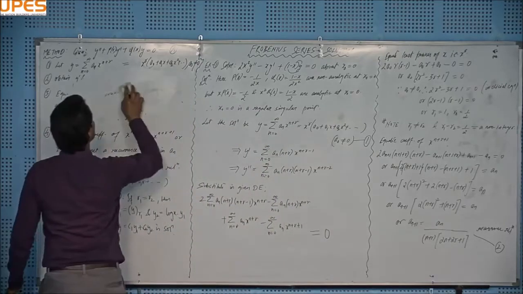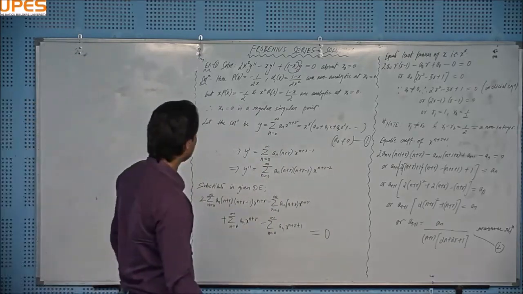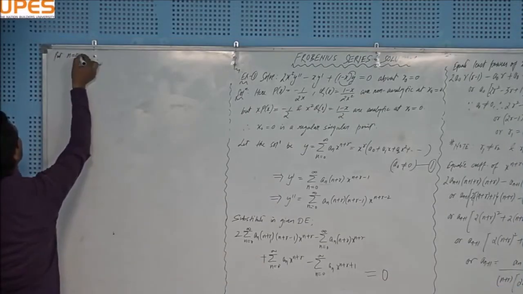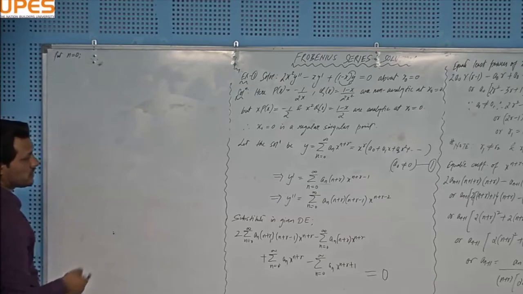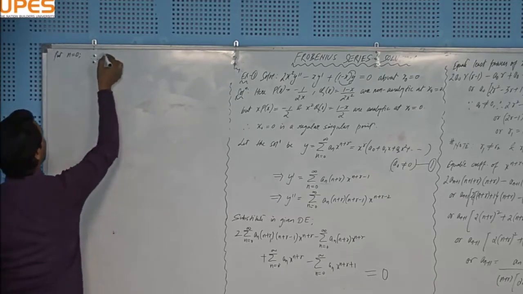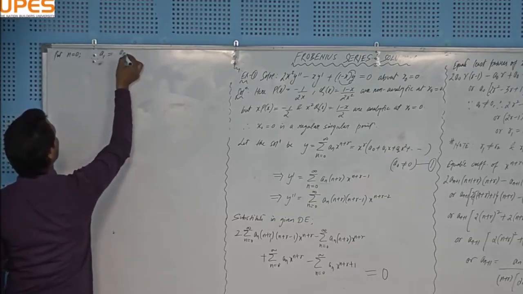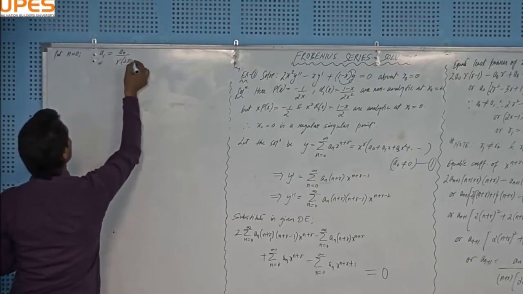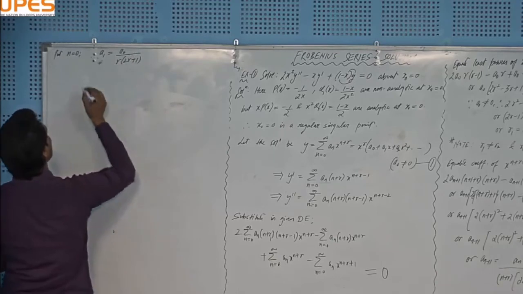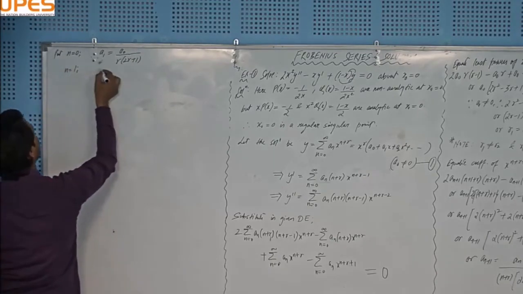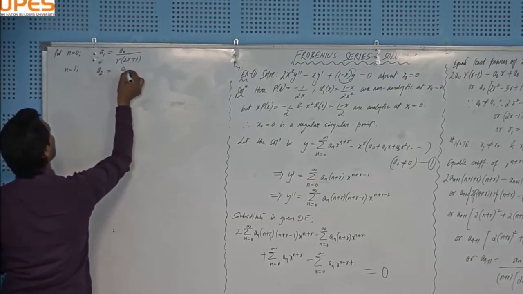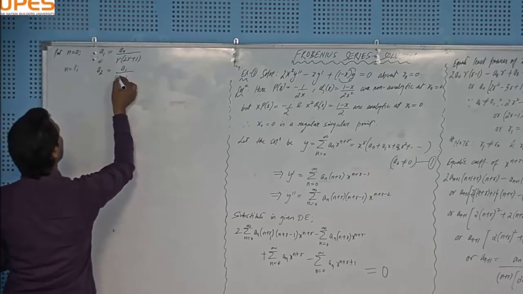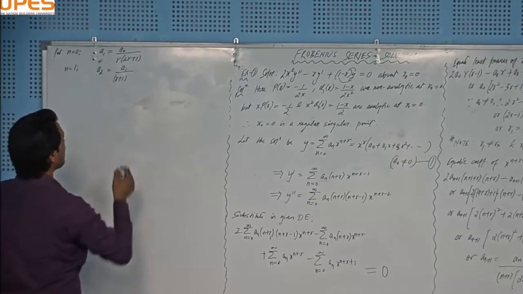So put n equal to 0 in that recurrence relation, and I will have a1 equal to a0 over r times 2r plus 1. Then put n equal to 1, and I will get a2 equal to a1 divided by r plus 1 and 2r plus 3.